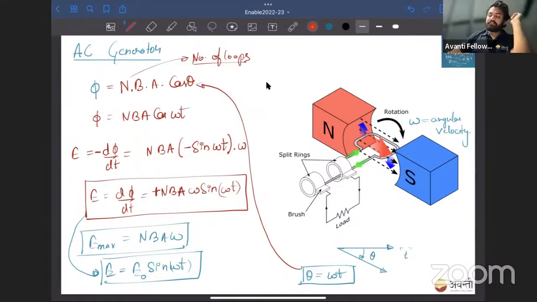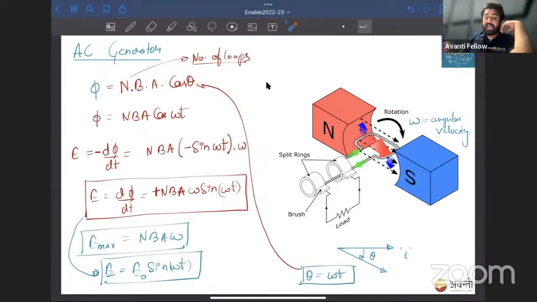So in the previous chapter EMI, we have seen why this current comes or is induced in this wire: because of change in flux. Flux was BA cos theta. If there are N turns, it is NBA cos theta. Theta is angular displacement, which is omega into t, angular velocity into time. So when I differentiate, when I find d phi by dt, I will get EMF. So how much EMF is produced? It is NBA omega sin omega t in this wire.